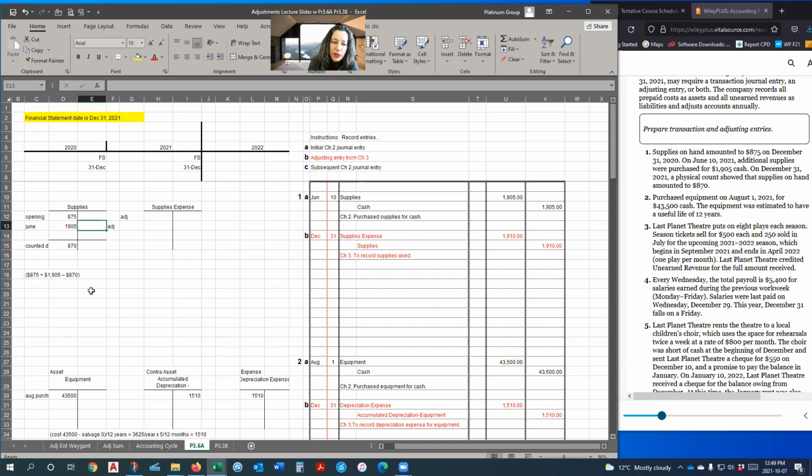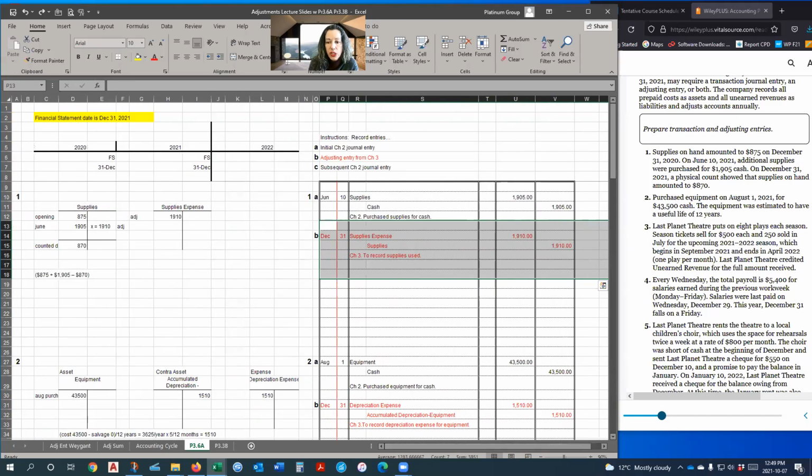So what we're going to have to do is credit this account in order to reduce it to $870. And our X, our unknown, is $1,910. So 875 plus 905 minus $1,910 equals $870. So in our adjusting journal entry, we need to credit supplies, $1,900. Our debit is going to go to supplies expense. This is our Chapter 3 adjustment.